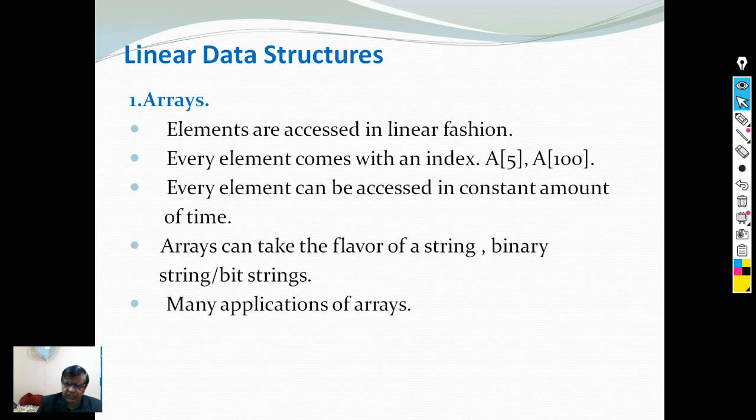Arrays can take the flavor of a string, binary string, bit strings. Characters can be stuffed in an array, then it will become a string, and binary strings, bit vectors. It is binary strings which will be simply transferred in a computer network. The messages will be converted into bit strings, and it is a bit string flow orientation. So bit strings are used, and they are all different forms of arrays. There are many applications of arrays.